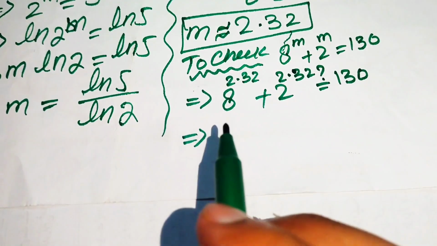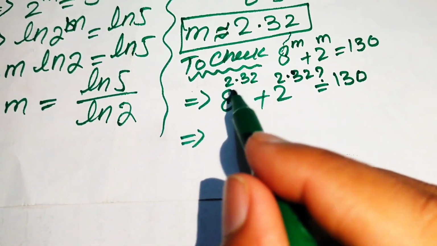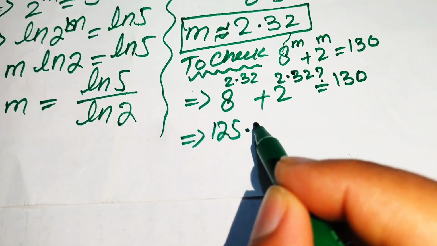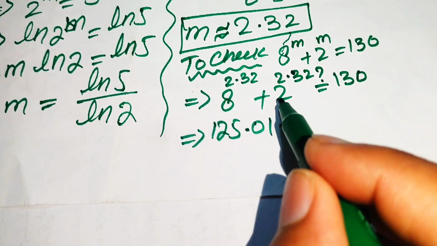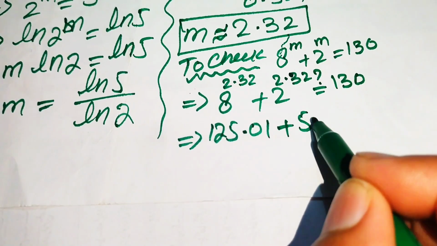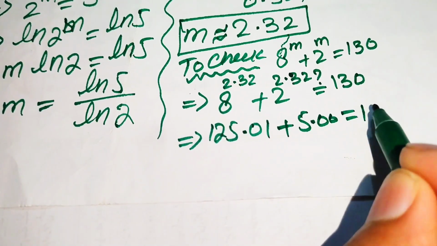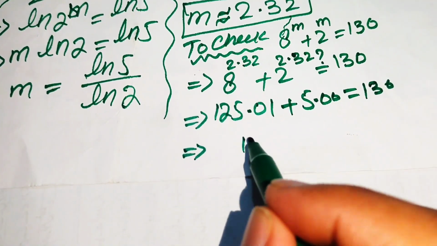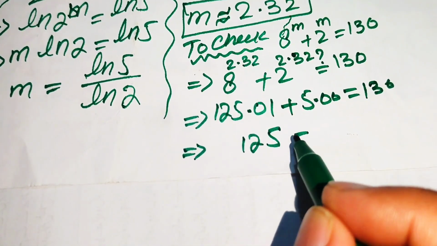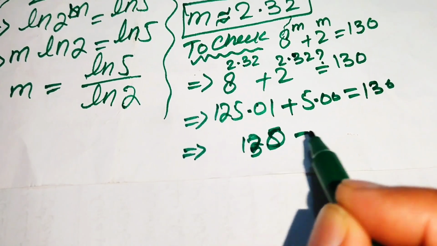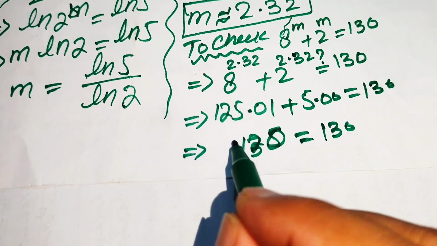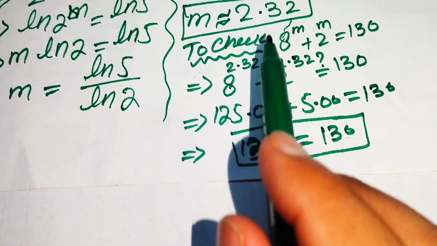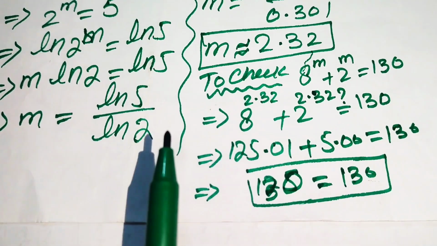If you take this power of 8, then we get 125.01, and plus we take the power of 2, which equals 5.00. When you add these two values, it is approximately 130, so 130 equals 130. So this shows that m = 2.32 satisfies our given question statement, and this is the final answer.